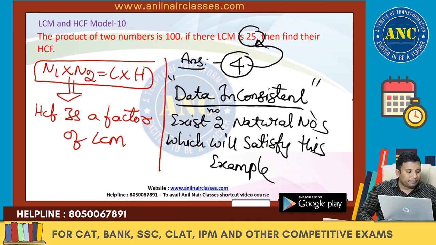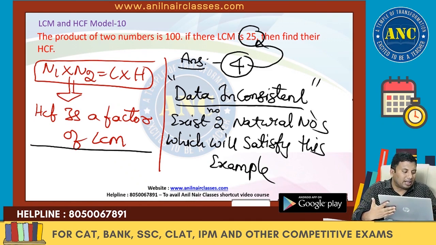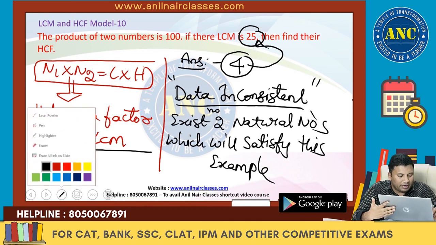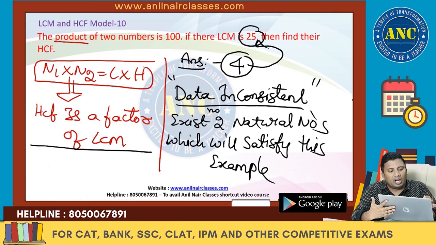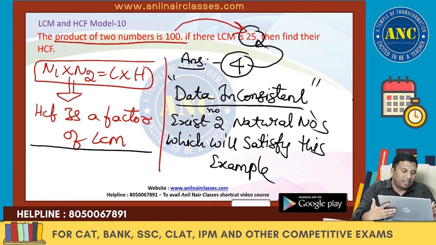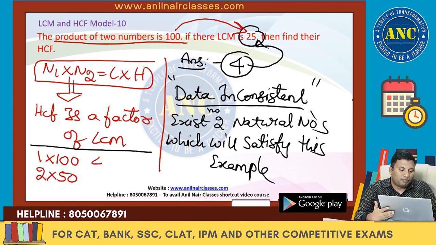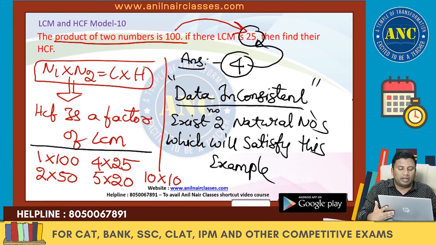Right? Now see, why will it be data inconsistent? There cannot be two natural numbers whose product is 100 and LCM is 25. If I take 1 into 100, the LCM cannot be 25. 2 into 50, the LCM cannot be 25. 4 into 25, it cannot be 25. 5 into 20, it cannot be 25. 10 into 10, it cannot be 25.